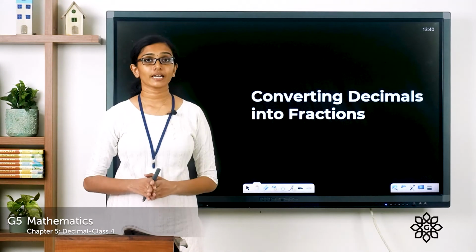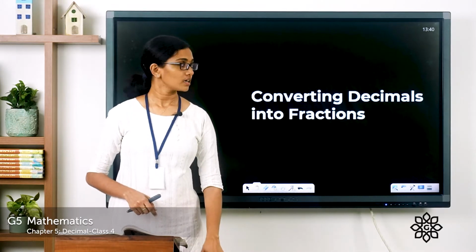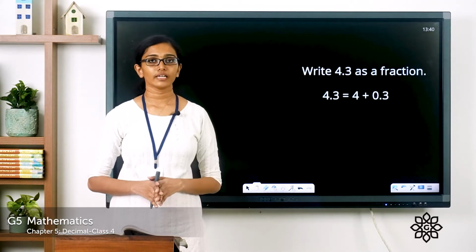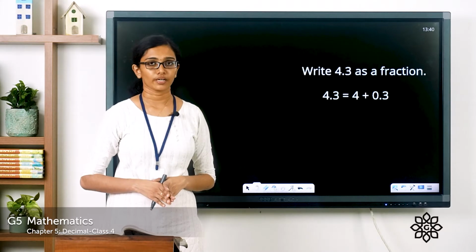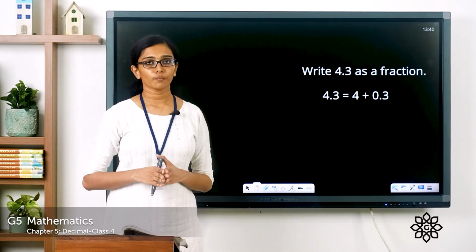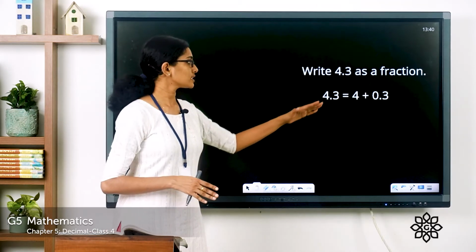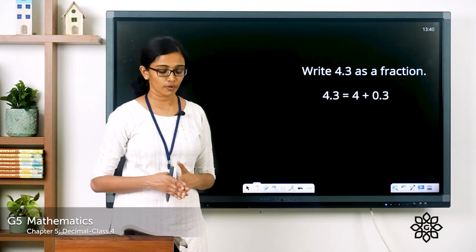Now let's see how we can convert decimals into fractions. See one question given here. Write 4.3 as a fraction. You are given a decimal number here, 4.3. And we know 4.3 has the whole number part 4 and the decimal part is 0.3. And how do we change it to the fractional form?